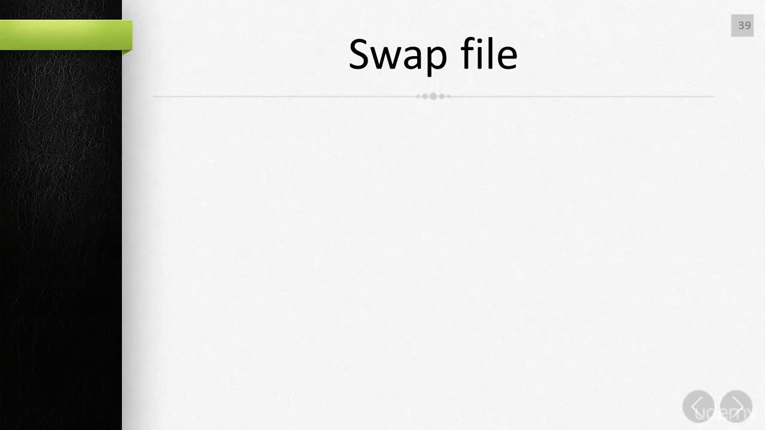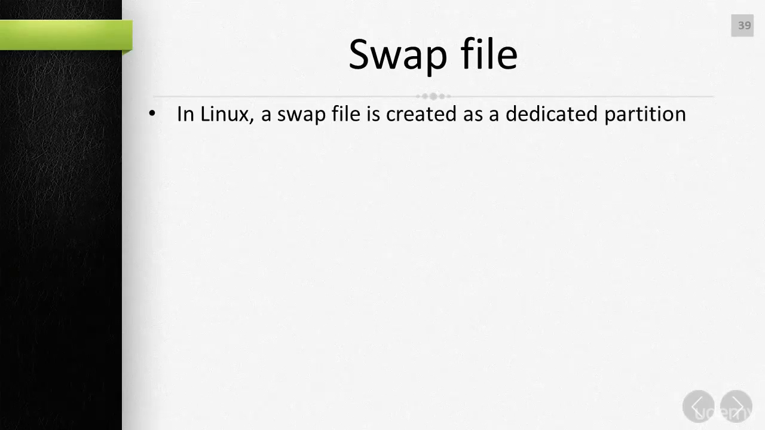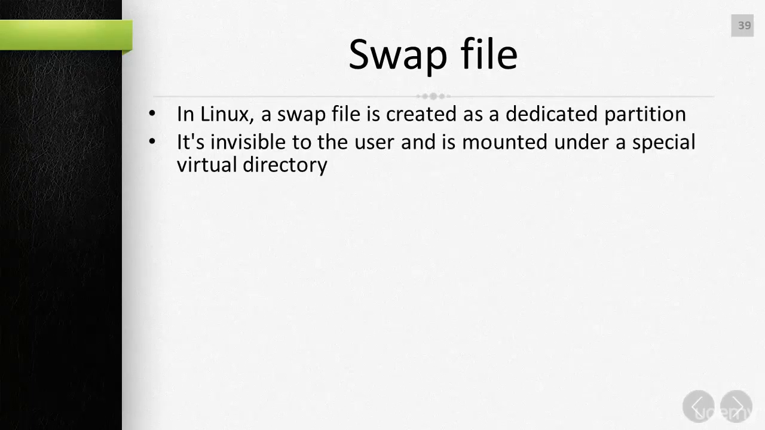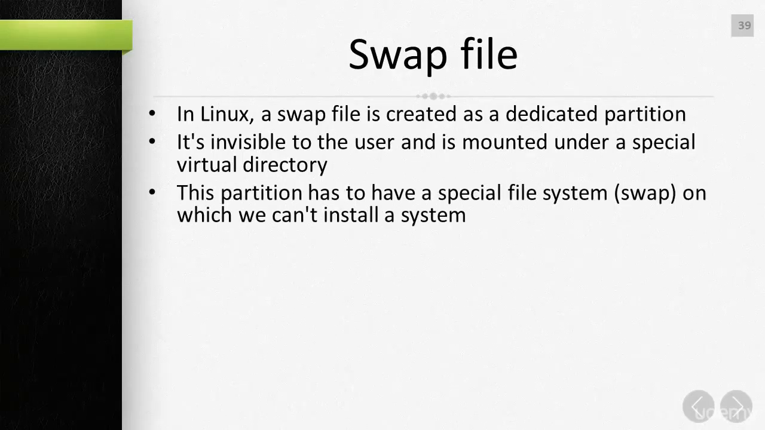In the case of Windows, the swap file is typically located in the C drive, and it's called pagefile.sys. The Linux swap file is usually created in a dedicated partition. This partition is invisible to the user, and it's pinned to a special directory in your operating system, from where it can be accessed by the system. A special file system has to be created on that partition, which is called swap, and it's used only for that purpose. That file system only allows for temporary storage of the operating system's primary memory.